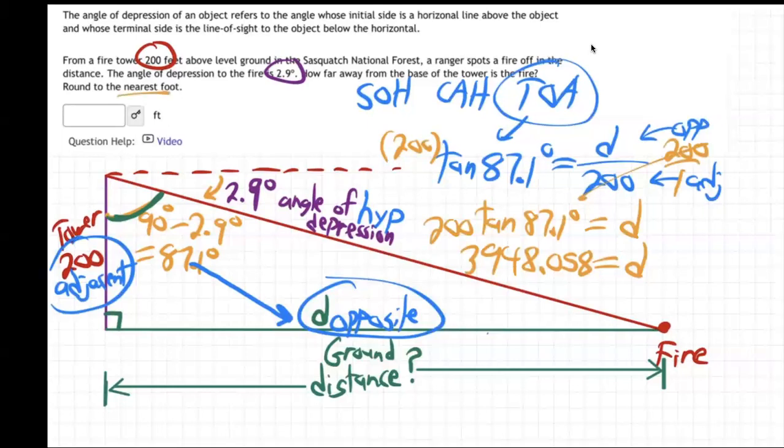They want it to the nearest foot. So that'd just be 3948 feet. That's the nearest foot, right? We just round to the nearest whole number. 3948 feet away. That's how many feet away that fire is. And so there we go.